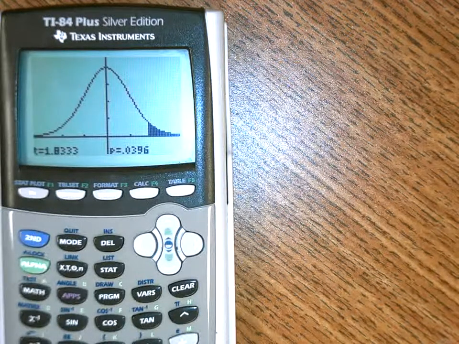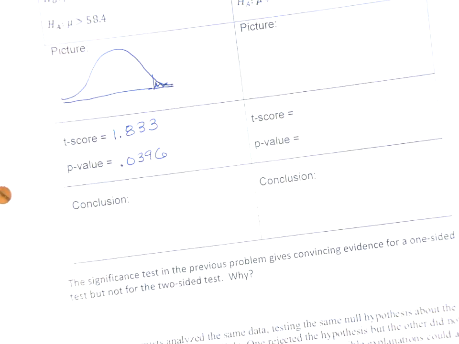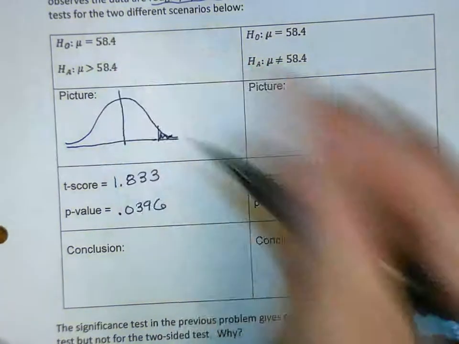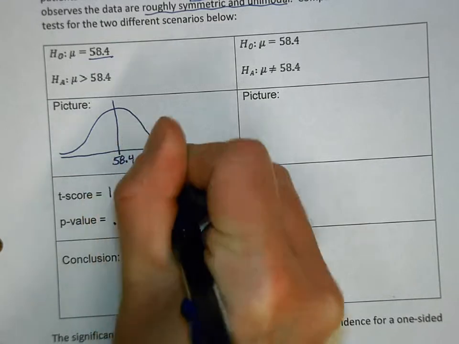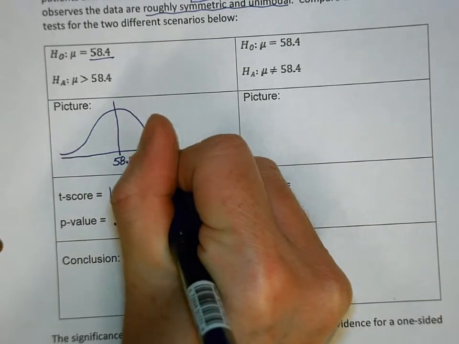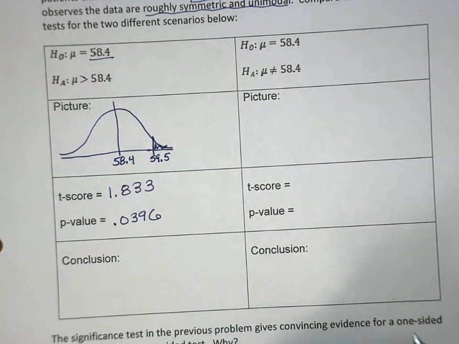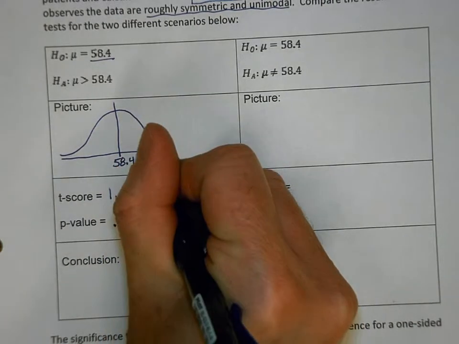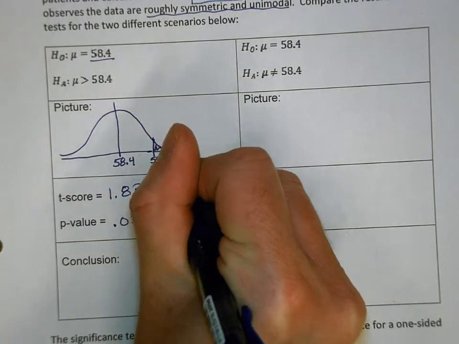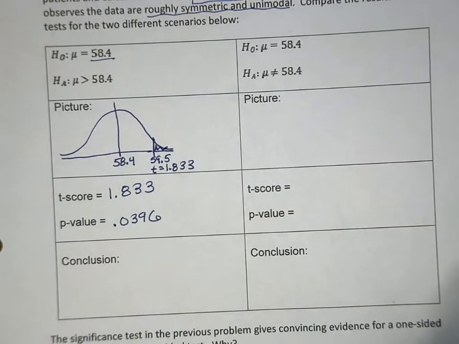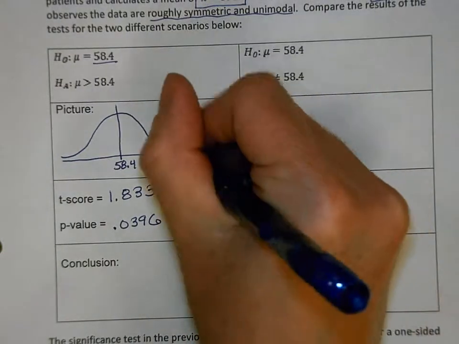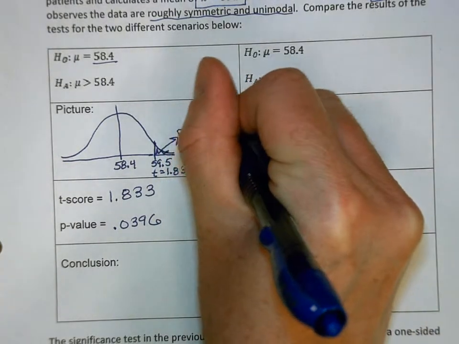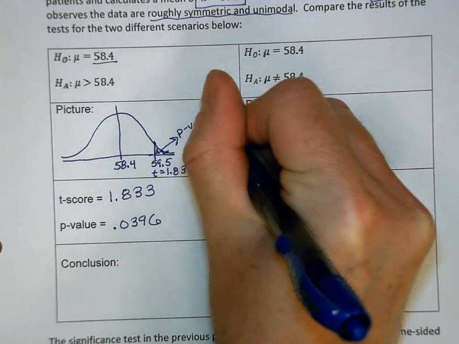And I'm just going to copy that graph onto my paper, and I'm showing that the middle should be that 58.4. This line here represents my sample statistic, 59.5. When I did the t-score formula, I found that this t was 1.833. Well, technically, I didn't do the math, the calculator did. This little shaded area, otherwise known as our p-value, is equal to 0.0396.